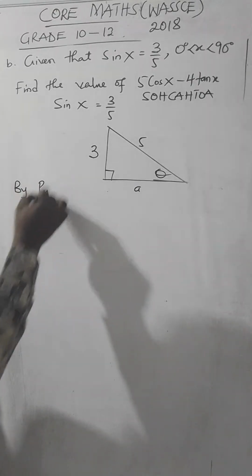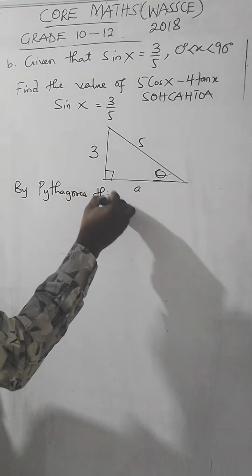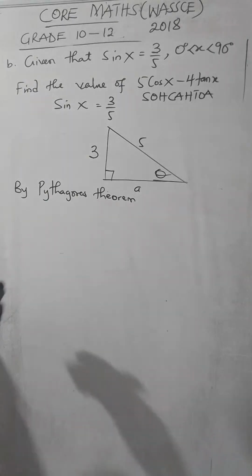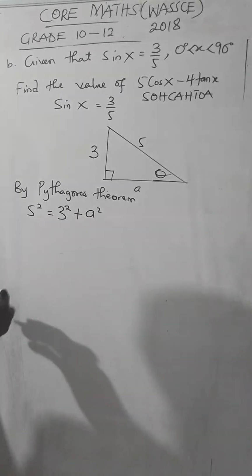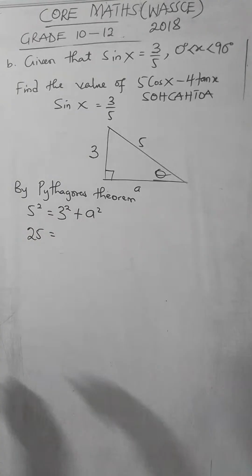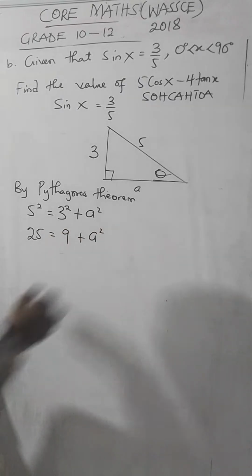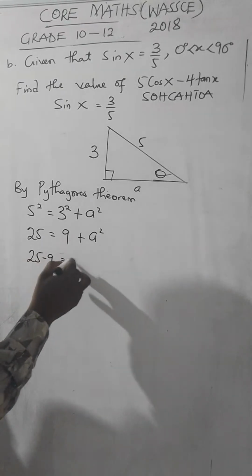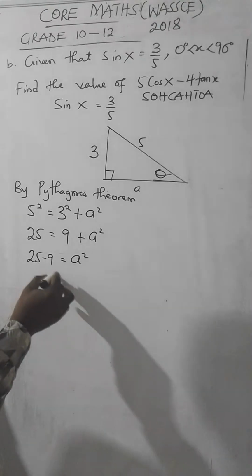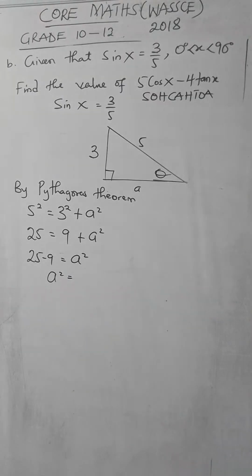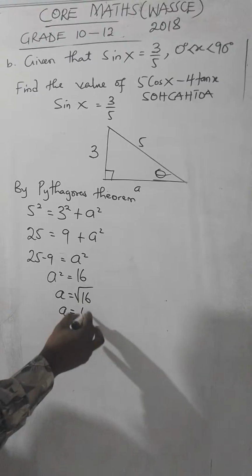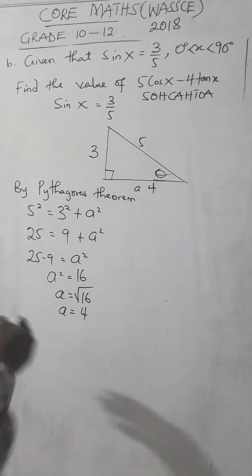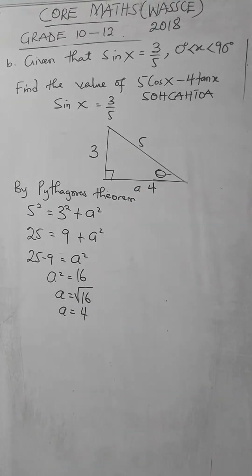So by Pythagoras theorem, we have 5 squared equals 3 squared plus E squared. So 5 squared is 25. Then we have 3 squared is 9 plus E squared. So 25 minus 9 equals E squared. So E squared is equal to 25 minus 9, that is 16. So E will equal to square root of 16, which is 4. Meaning that here is 4. Okay. So now let's get back to the main question.